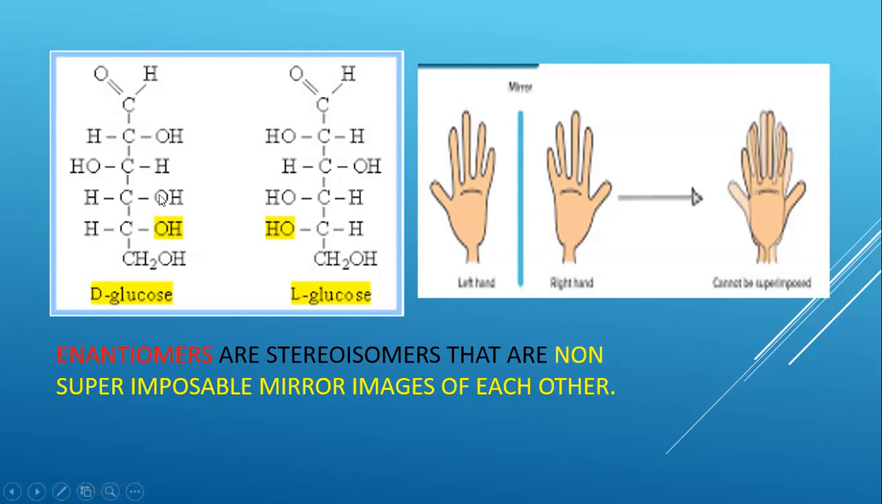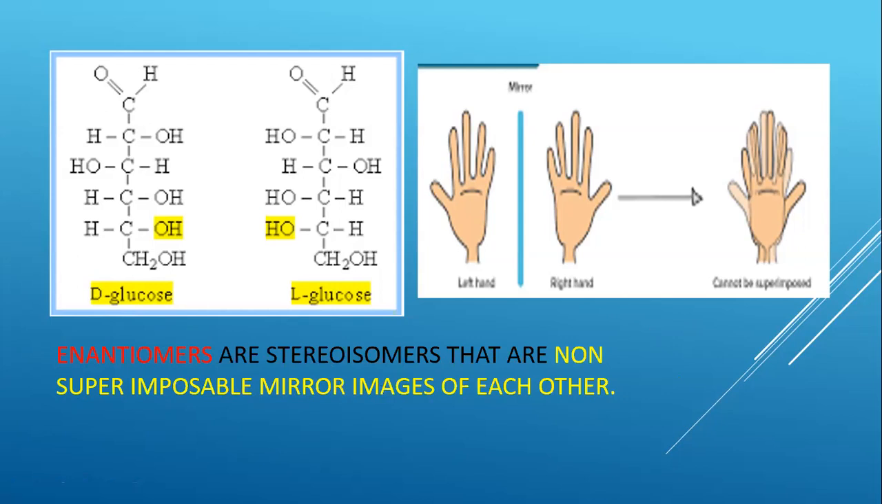You see, all the things that were on this side have gone to this side, and all the things that were on this other side have gone to this side. So this is still glucose, but they have been arranged differently to become mirror images of one another. This type of isomerism we call enantiomers. Enantiomers are stereoisomers that are non-superimposable mirror images of each other.